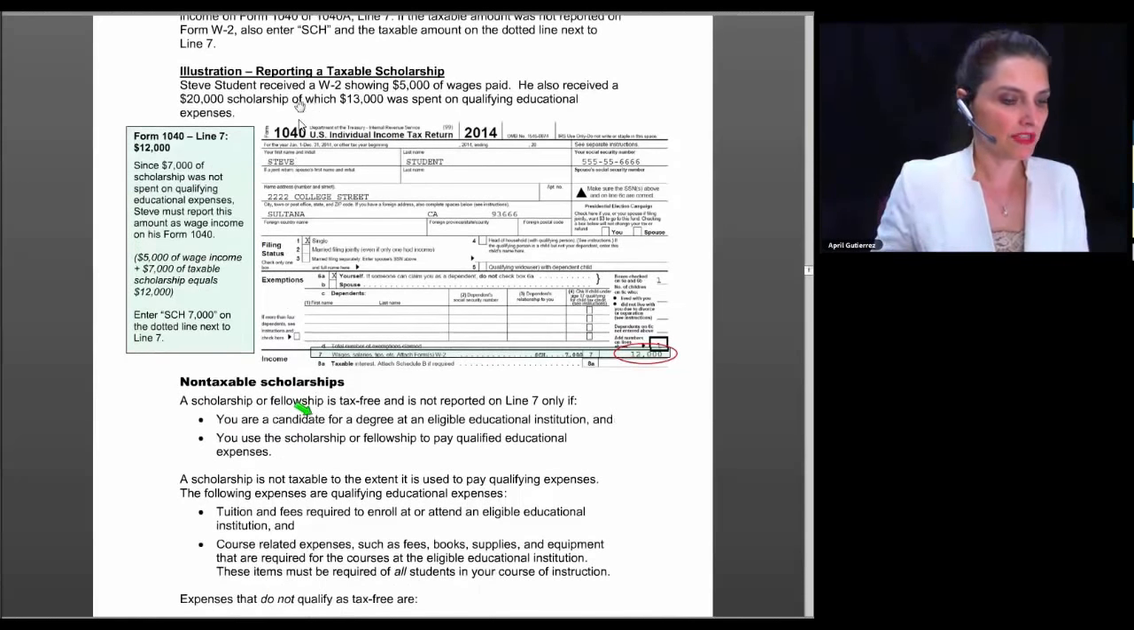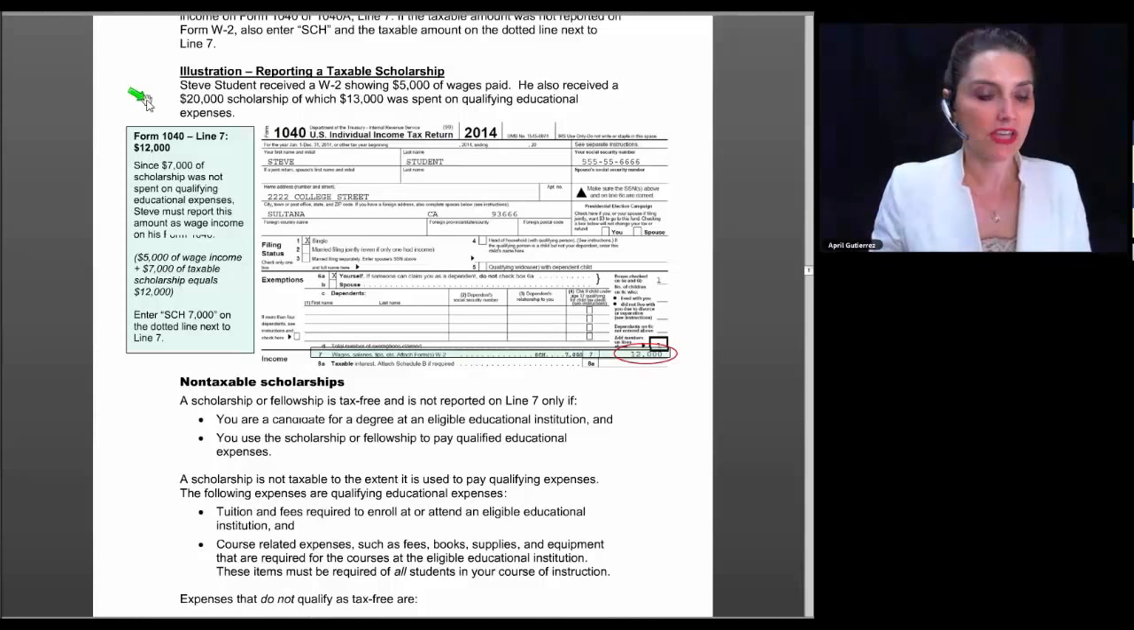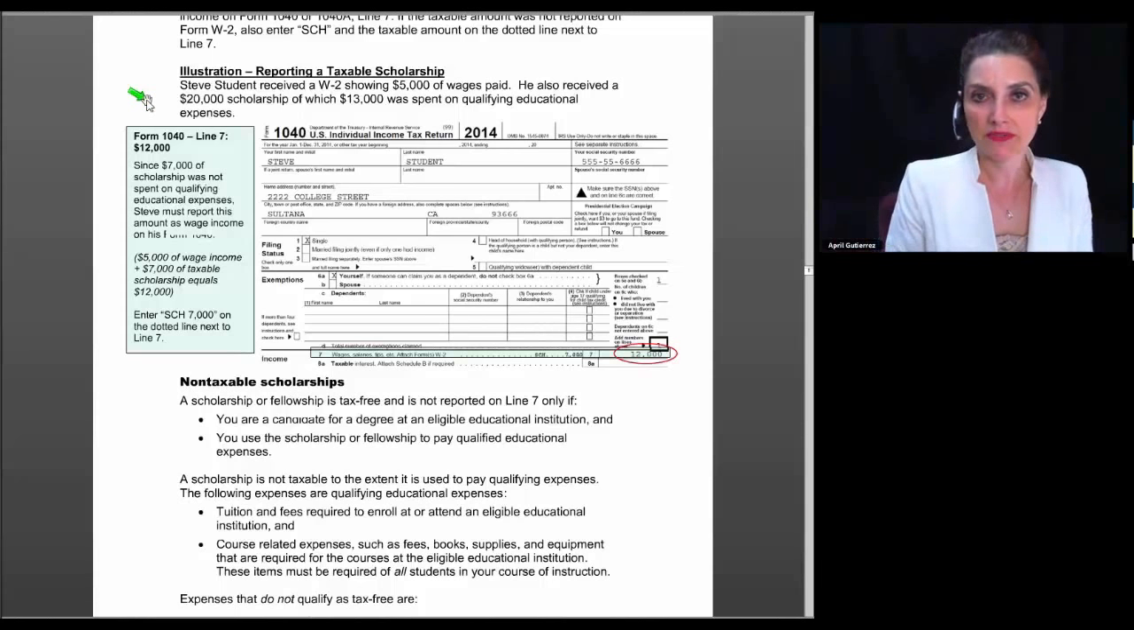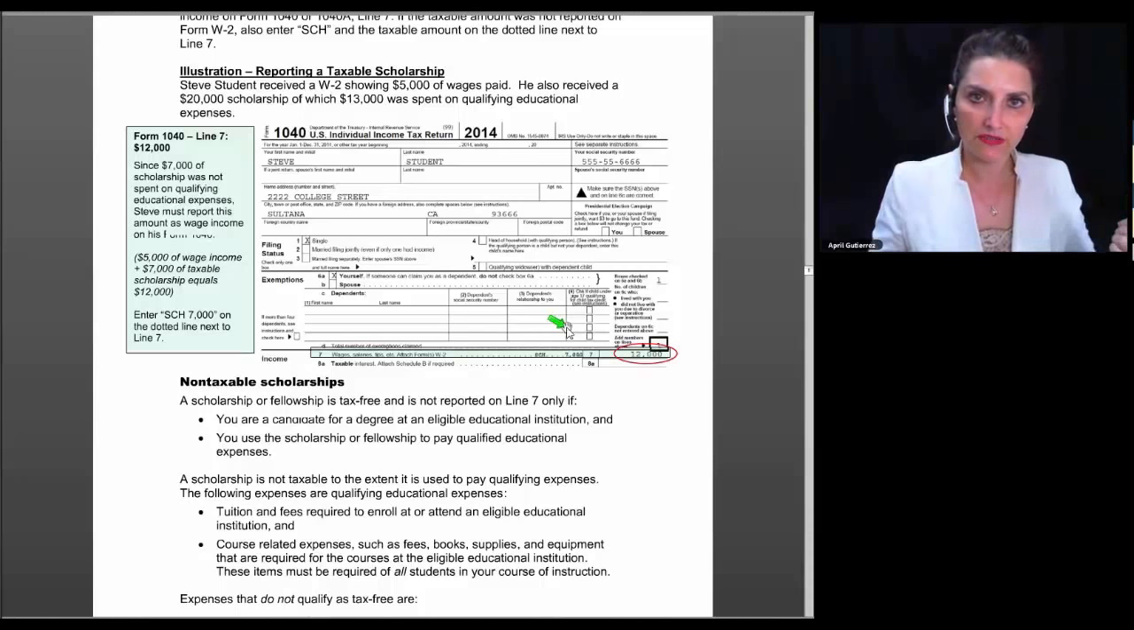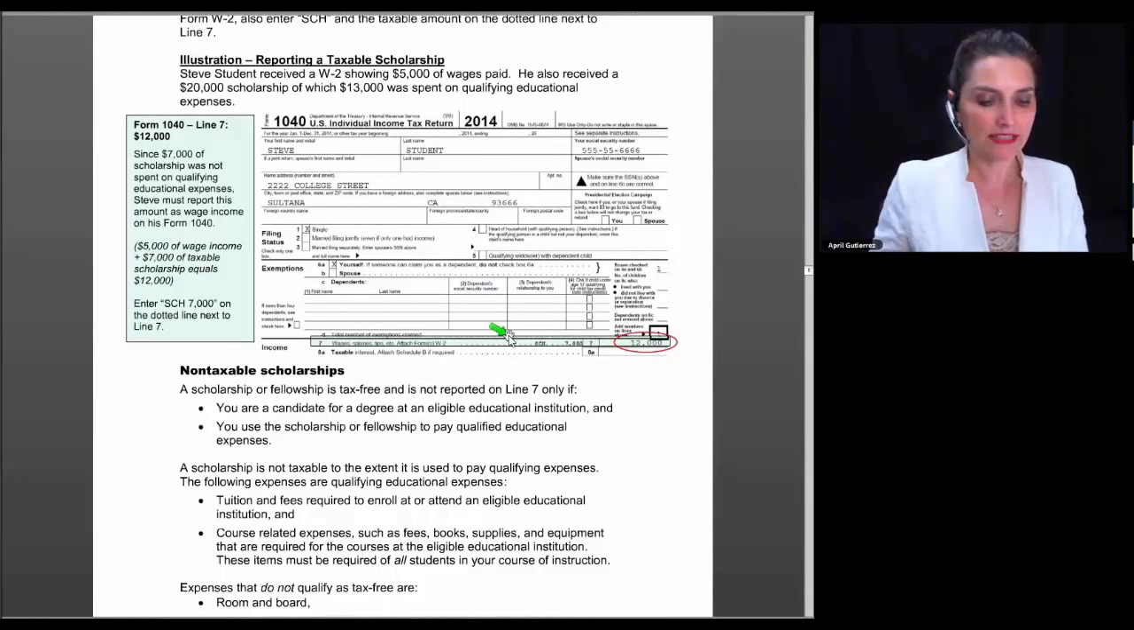We have a student named Steve Student, and he received a W-2 showing $5,000 of wages paid, and he also received a $20,000 scholarship, of which $13,000 was spent on qualifying educational expenses. So since only $13,000 of the $20,000 was spent on qualifying educational expenses, the difference between those two numbers, $7,000, is actually going to be a taxable scholarship. And so he will include the taxable scholarship on line 7. So he's going to add his $5,000 W-2 wages to the taxable scholarship of $7,000. The sum total is $12,000. He'll enter $12,000 on line 7, and then he will write SCH 7,000 on the dotted line next to line 7.